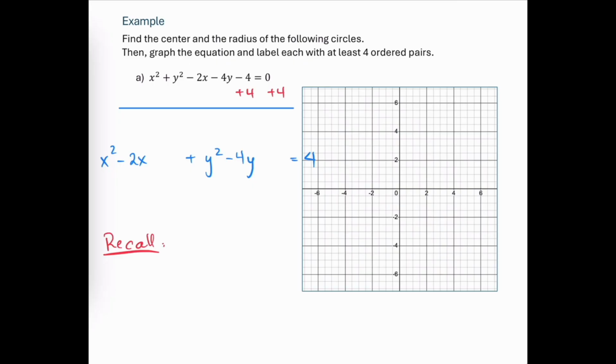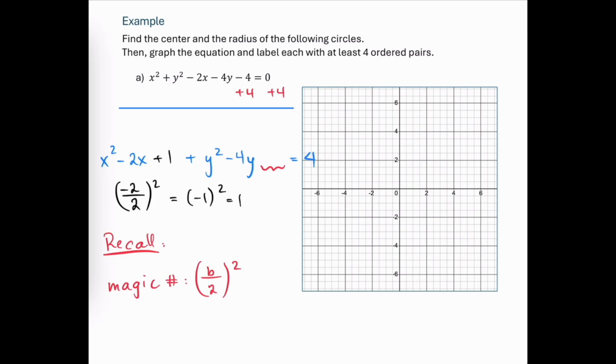Let's recall again that the values that complete the square for trinomials, we have in a previous video referred to as the magic number, and that magic number can be determined by taking the b coefficient, dividing it by 2, and then squaring that quantity. So for our x trinomial, we'll look at the b coefficient, which is negative 2. We'll divide that by 2 and square that quantity. So this is going to give us (−1)², which is positive 1. So that's the magic number that gets added into the x terms to complete the square.